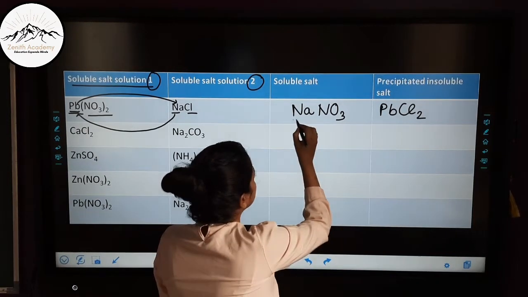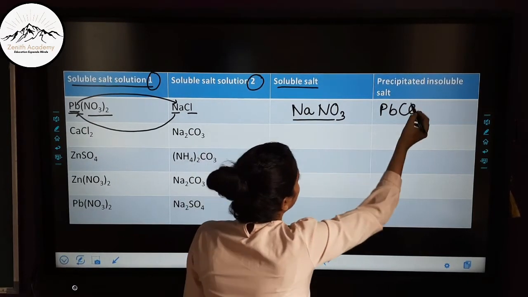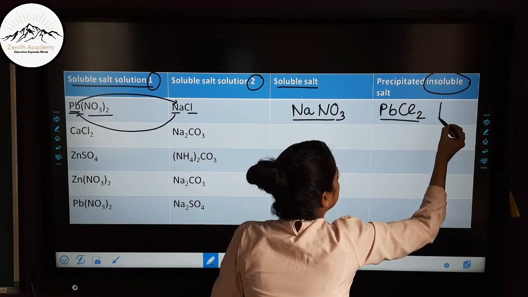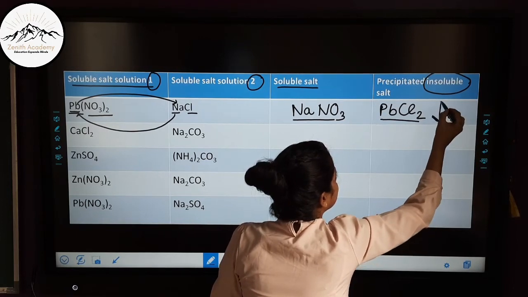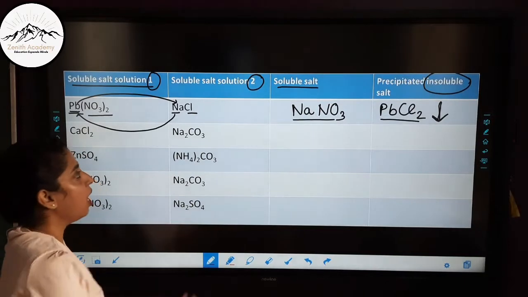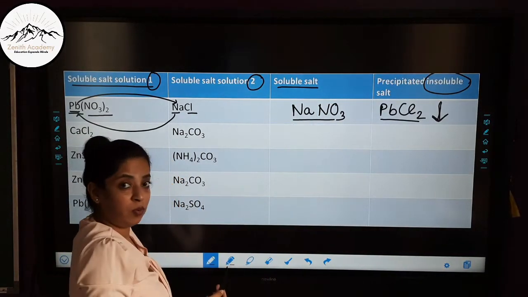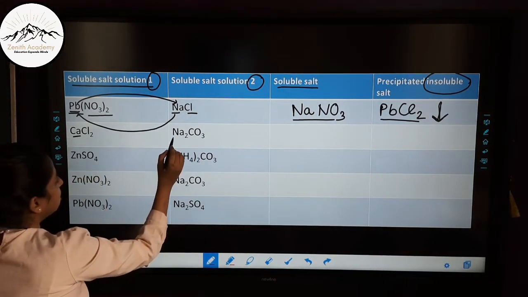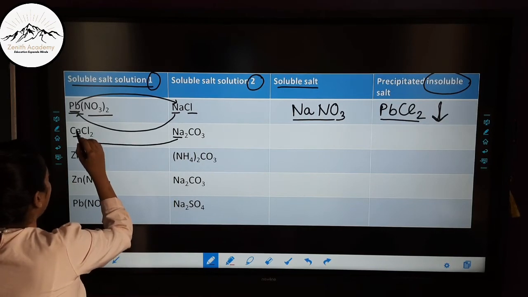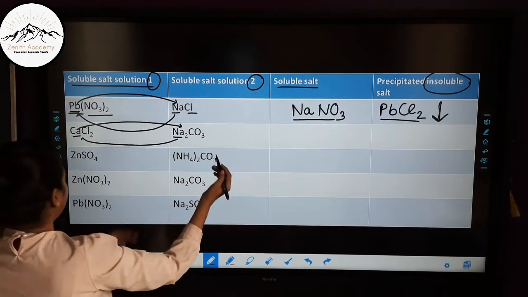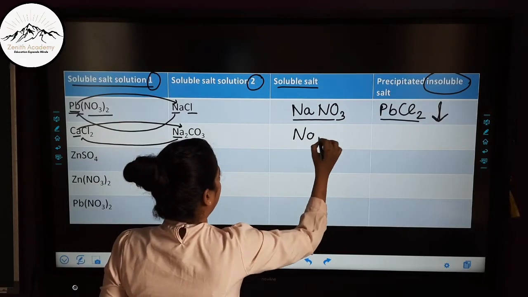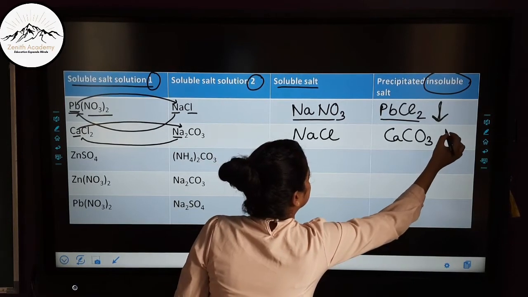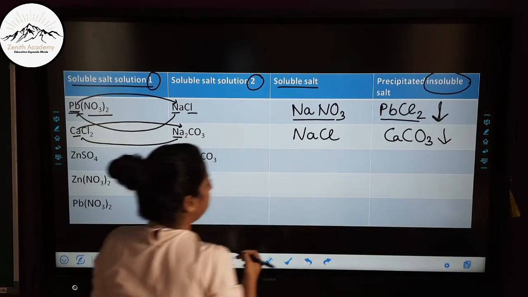Now in this, the NaNO3 salt is soluble and the PbCl2 salt is insoluble. That is why it is shown by this down arrow, which shows that this salt will be precipitated. And since this salt is soluble in water, it will be there in the filtrate. Now let's see calcium and sodium. So sodium comes here and calcium goes there. So I can form NaCl and calcium carbonate. Now calcium carbonate is insoluble, so it will be precipitated out.